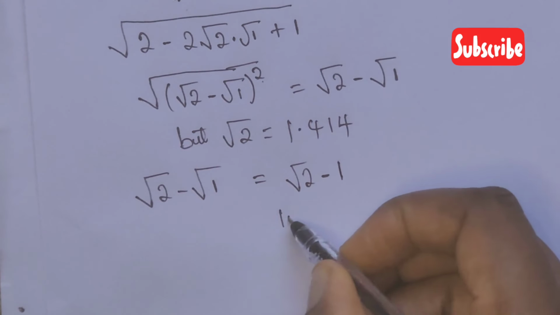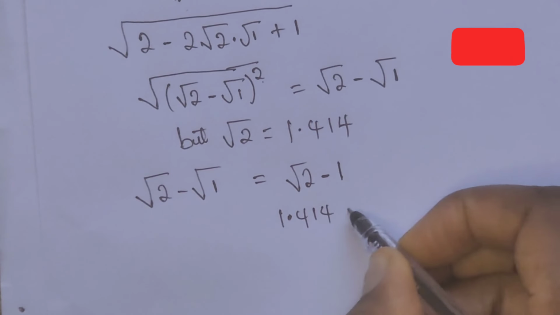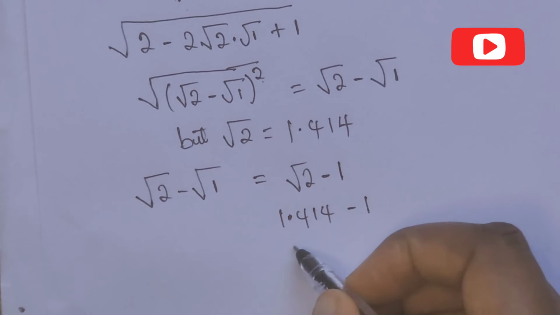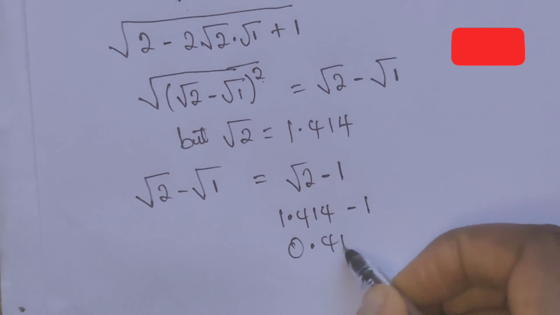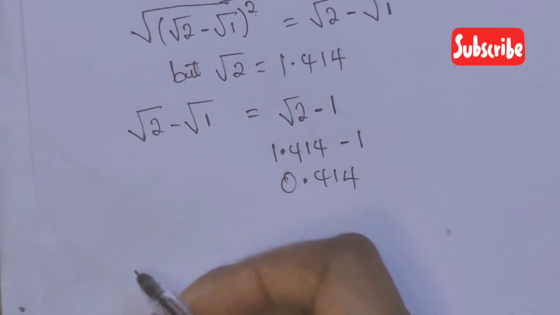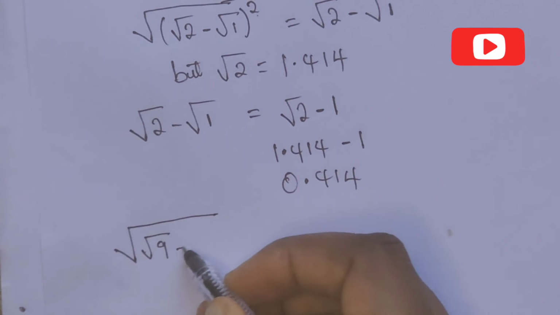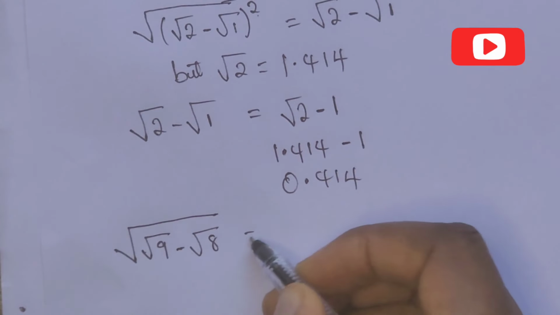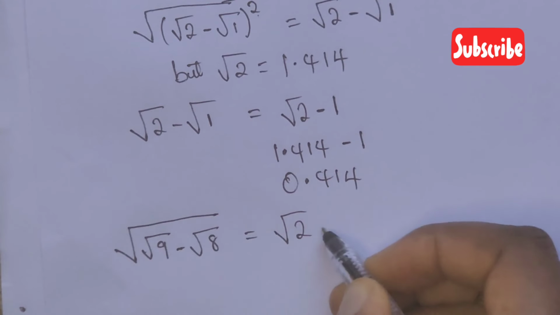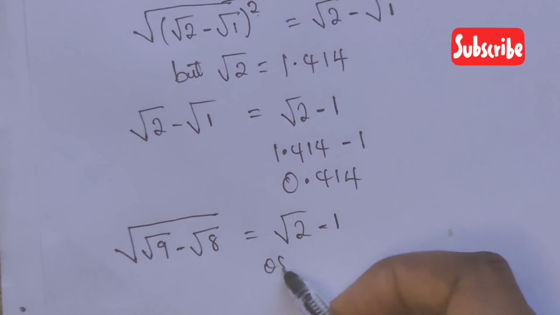So we have 1.414 minus 1, which is 0.414. So the square root of root 9 minus root 8 is equal to root 2 minus 1, or 0.414.